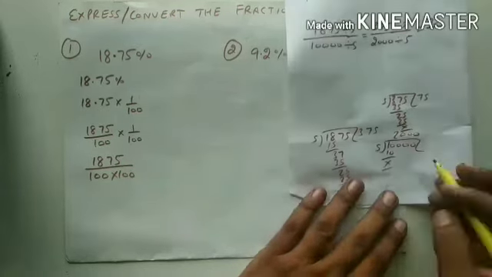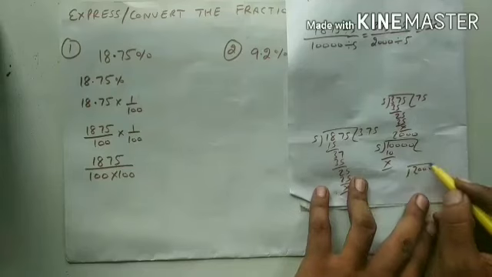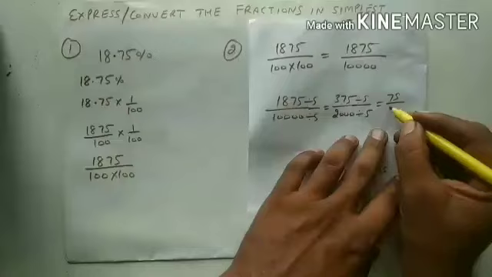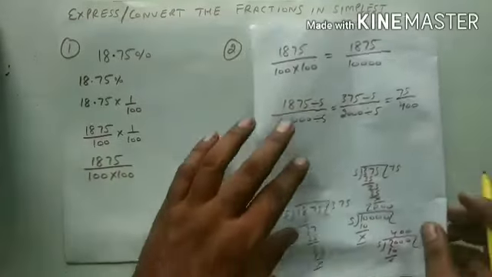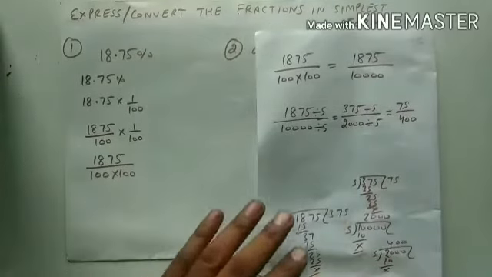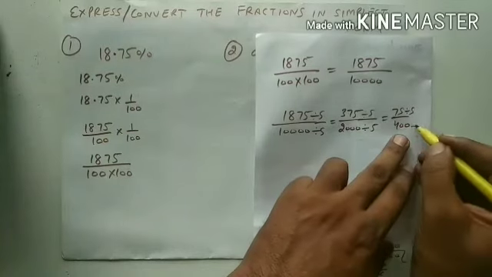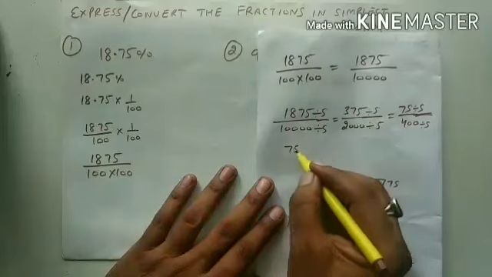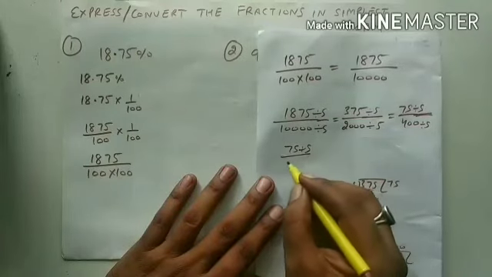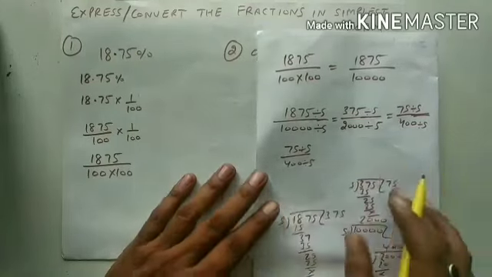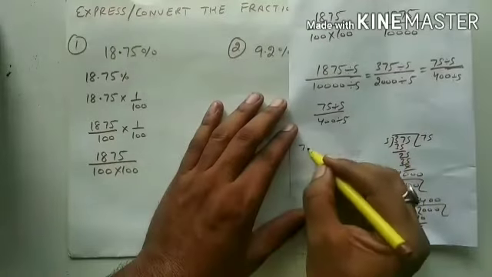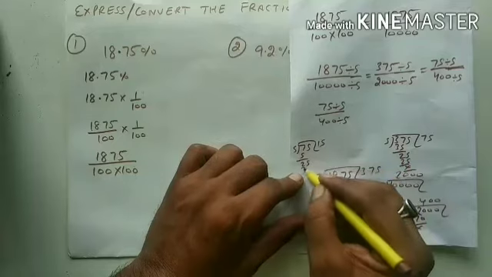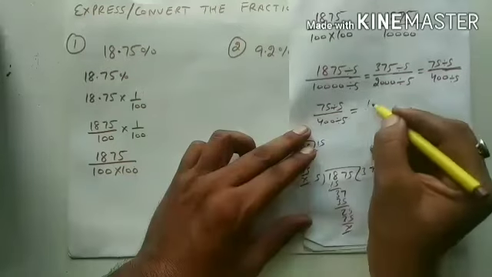And when I divide 2000 by 5, the answer is 400. Okay student, now 75 and 400 both are again divisible by 5. So I will divide them again. 75 divided by 5 and 400 divided by 5. 5 ones are 5, 5 5s are 25. So the answer is 15.